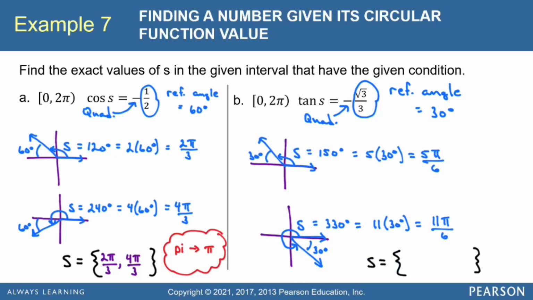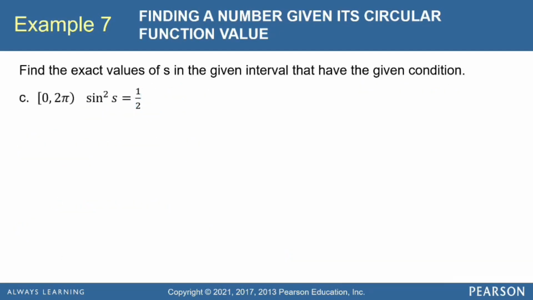And again, when you type those in MyLab, you'll enter 5 pi over 6, comma, 11 pi over 6. Now for part C, we're still working with an interval from 0 to 2 pi, but this time, instead of just giving us a circular function value, they've given us this squared value. So it says sine squared of s is 1/2.